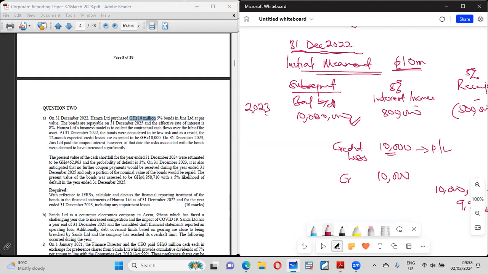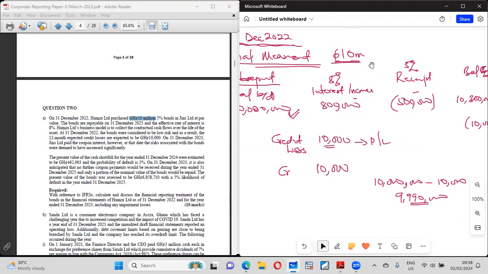So as far as 2022 is concerned, the closing will be what? As we've done here, it will be 9,990. That is what happened. Ladies and gentlemen, if you're able to do this amortized cost too, you are supposed to get at least, this is the difficult part. So if you're able to do this initial measurement, you have your 1 mark. If you're able to go on to do this, you get extra 2 marks.